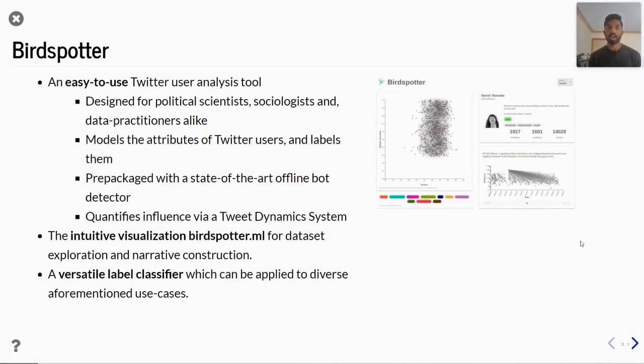Birdspotter is a tool for analyzing and labeling Twitter users. It provides several contributions to the research community. Firstly, it's an easy-to-use Twitter analysis tool designed for political scientists, sociologists, and data practitioners alike to model the attributes of Twitter users and label them. It comes pre-packaged with a state-of-the-art offline bot detector and quantifies influence via a tweet dynamic system. It comes with an accompanying intuitive visualization, Birdspotter ML, for dataset exploration and narrative construction. Finally, it has a versatile label classifier, which can be applied to a diverse range of use cases, like those I mentioned before.